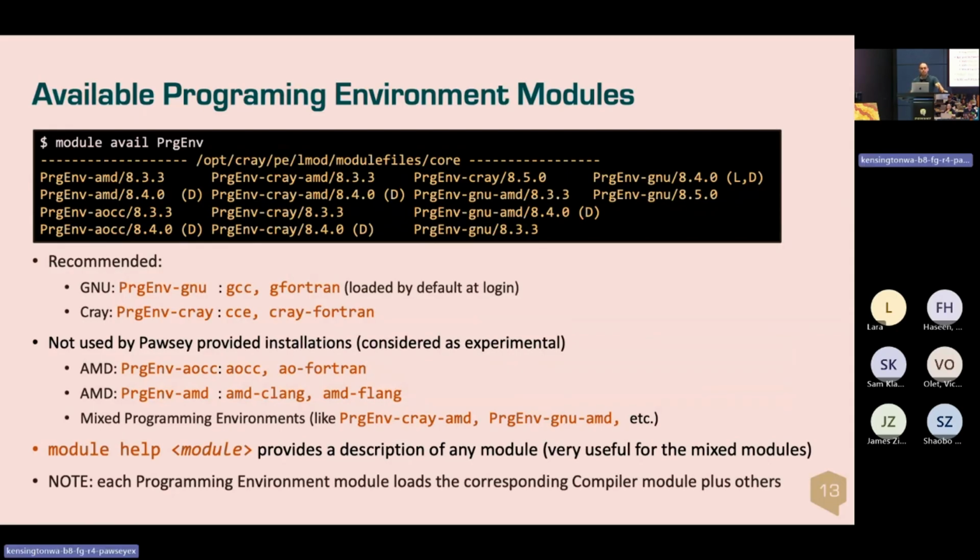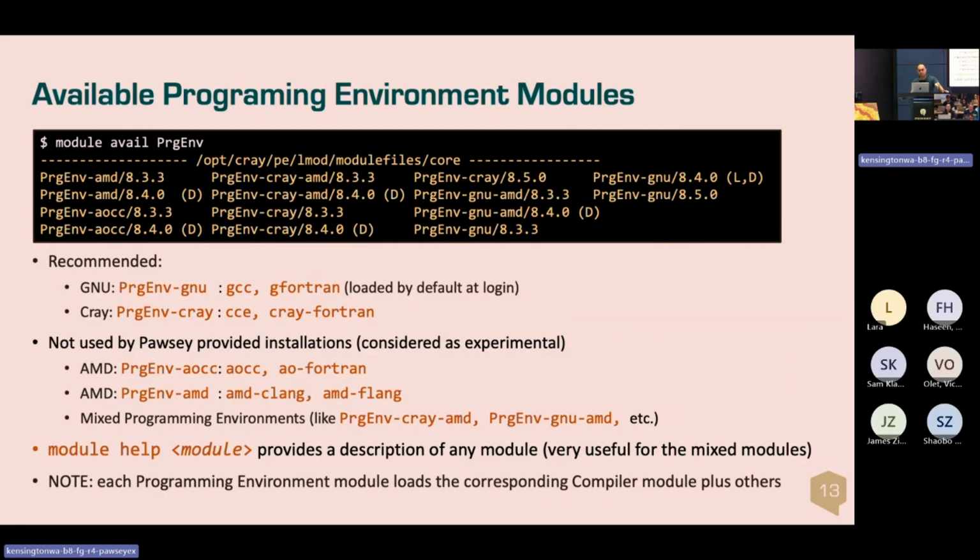There are different programming environments available on Setonix. As I said, Setonix came with pre-installed software, and the programming environment is one of the most important ones. It basically sets the compiler and libraries to use with the compiler. We have different options available. We have the programming environment based on GNU, the GNU compiler suite, or we can also have the programming environment developed by Cray itself.